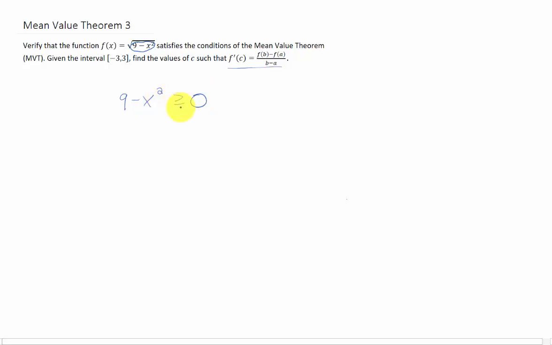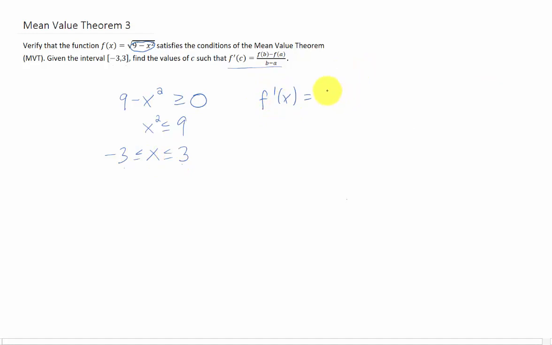If we add x squared to both sides and flip this thing around, we get that x squared has to be less than or equal to 9. And that means that x has to be between -3 and 3, including the endpoints. Now, the mean value theorem requires that our function be continuous on the closed interval, and it is just barely. But how about the derivative of this function?